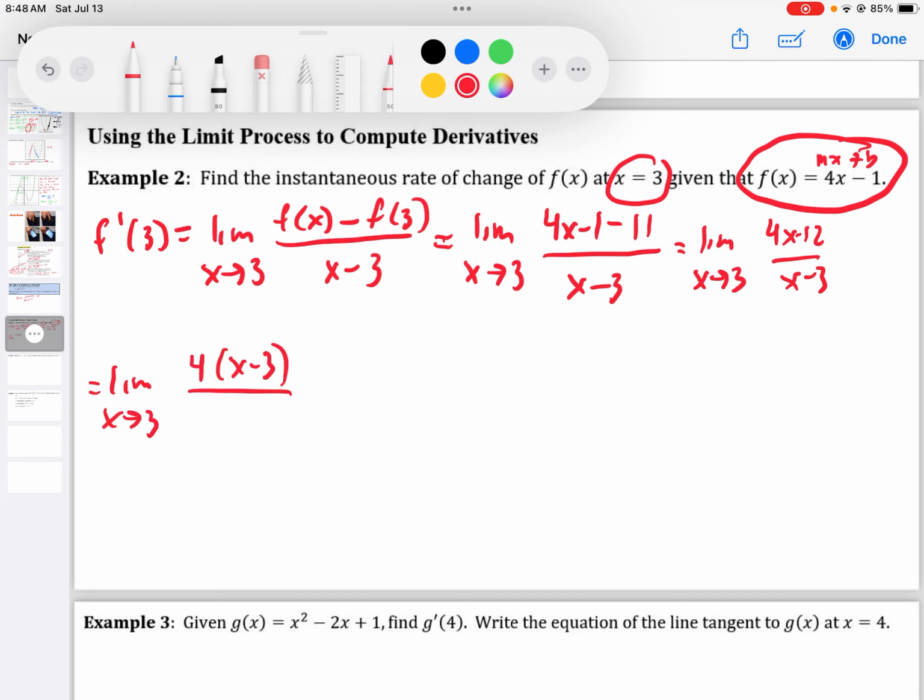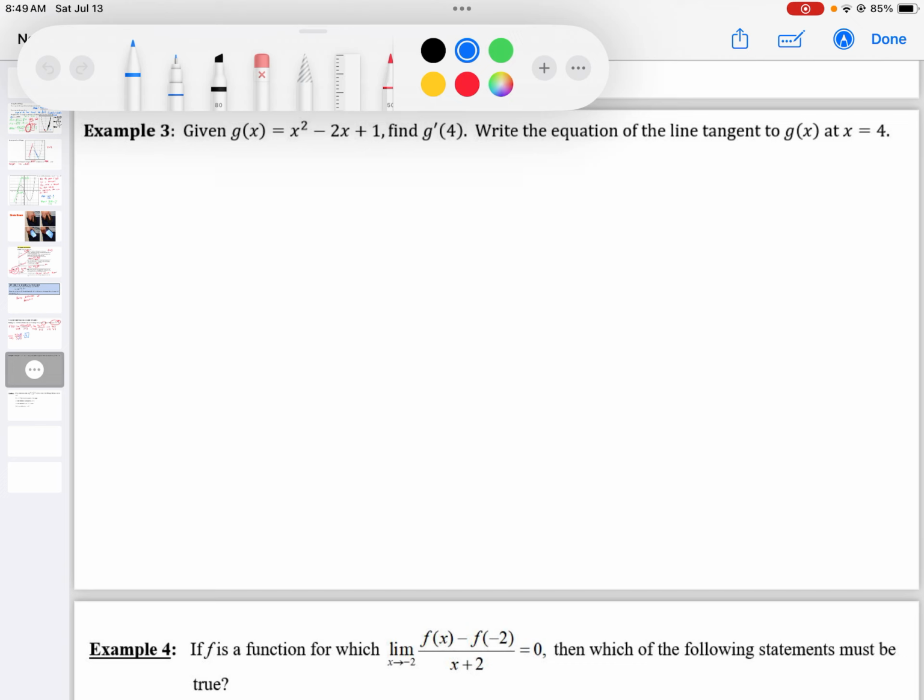This is equal to the limit as x approaches 3, factor out a 4. Those cancel, and my answer is 4. That's what we just said it was going to be. Some of y'all even know the power rule, and you know the limit, or the derivative, was going to be 4. Okay, we're just seeing this all tie together.